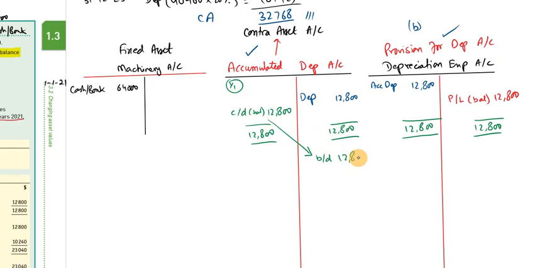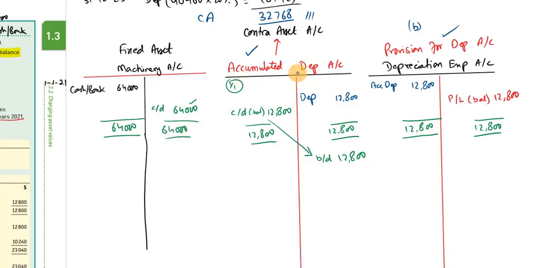That is the 12,800. And this is if we want to close the machine account too. The machine account closing will be the closing balance, that is the carried on balance of the machine, that is the 64,000. And at year one we have closed all the accounts. So we have closed the machine account, the closing balance of machine account is 64,000 at year one.